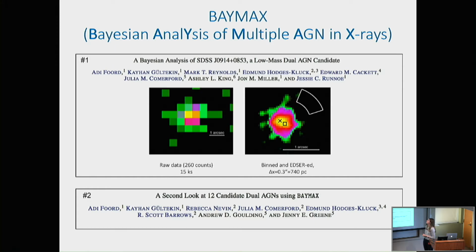So the first paper was using Baymax to study, at the time, the lowest mass dual AGN candidate. This was a dual AGN candidate based on archival and shallow Chandra observations. On the left-hand side, I'm showing you the raw 2 to 7 keV Chandra observation. When you bin and smooth that observation, it looks as it does on the right-hand side. And that slight extension in the northwest direction is what made people believe it was a dual AGN candidate.